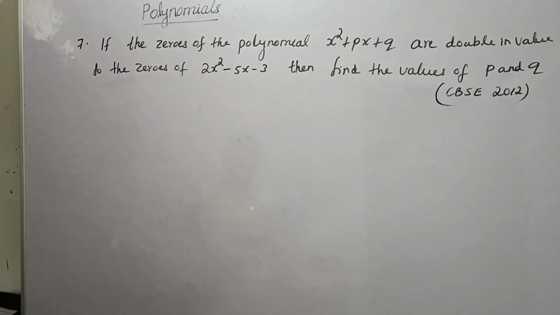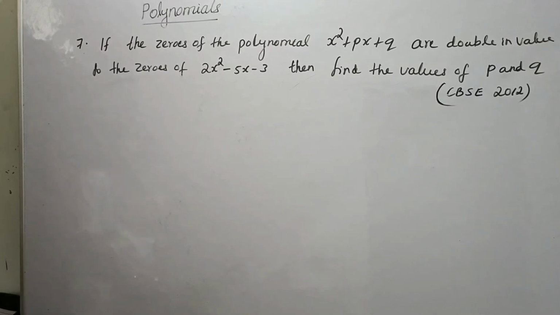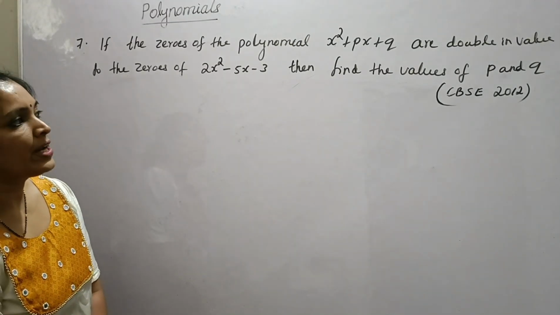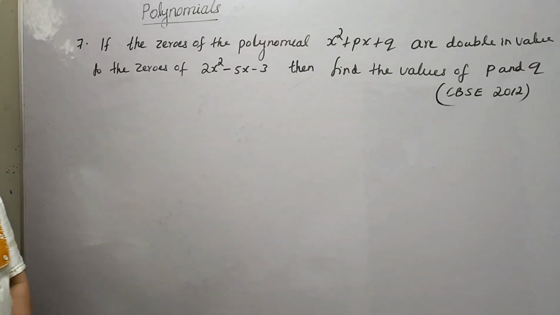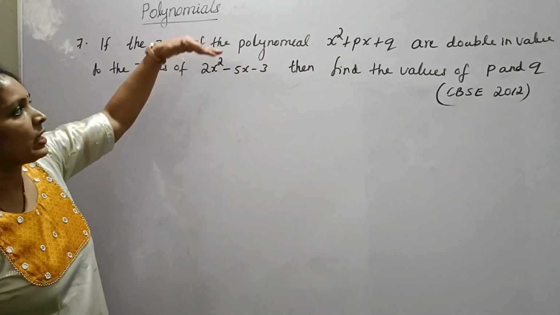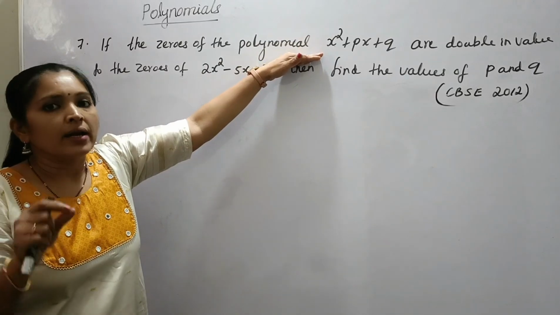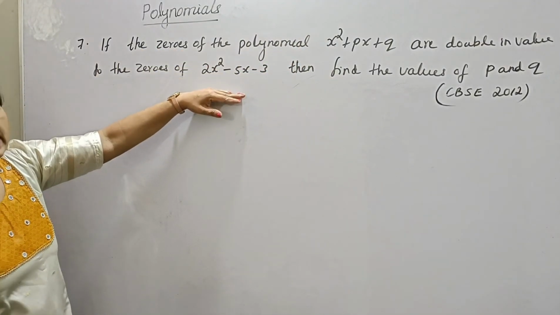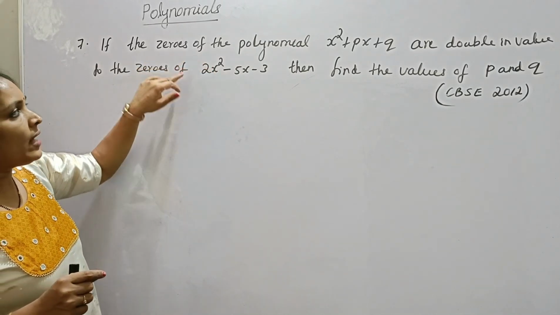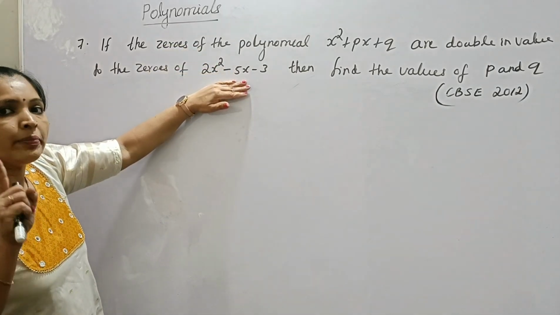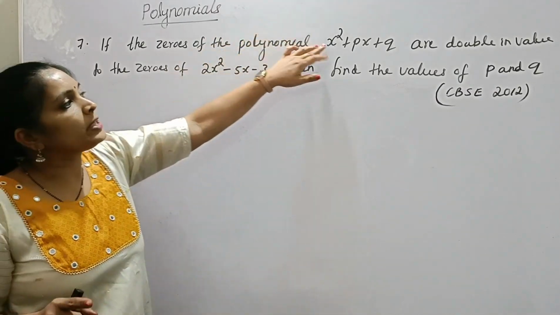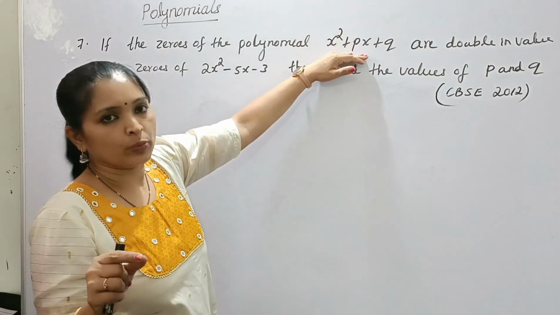If the zeros of the polynomial x square plus px plus q are double in values to the zeros of 2x square minus 5x minus 3, then find the values of p and q. Here, the zeros of this polynomial are double in value to the zeros of the other polynomial. So if alpha and beta are the zeros of this polynomial, then 2 alpha and 2 beta are the zeros of this polynomial.